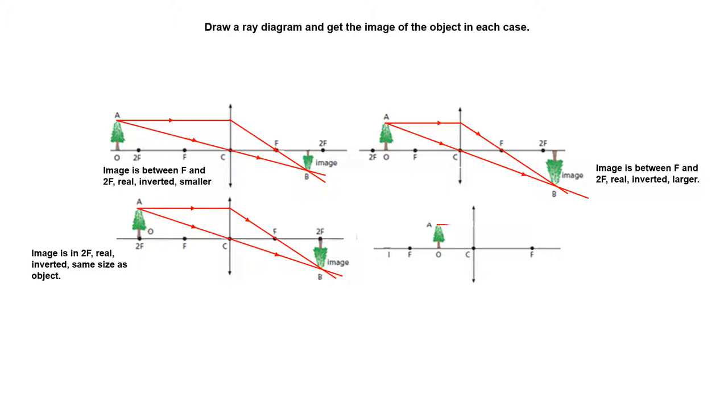In this diagram, the object is placed between the lens and one focus. The rays of light that pass through the lens don't meet. When these rays are viewed by the eye, they appear to come from behind the lens. This image is only seen by the person looking through the lens.